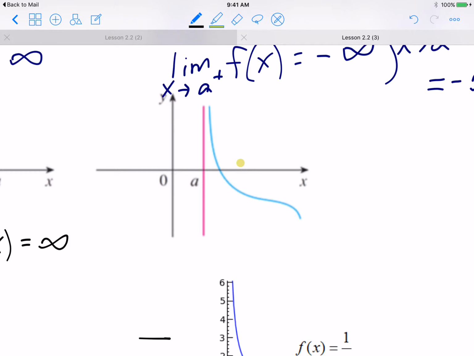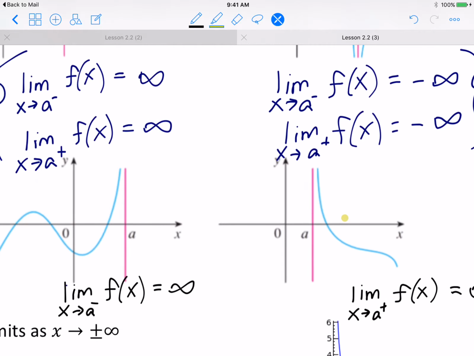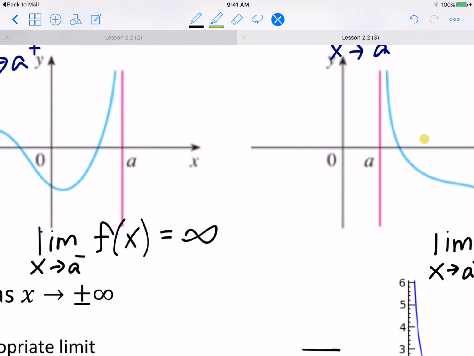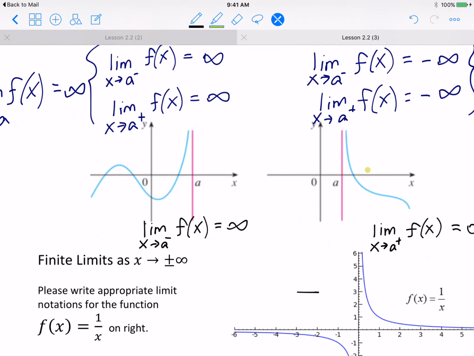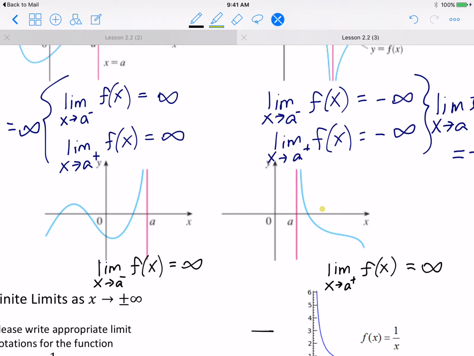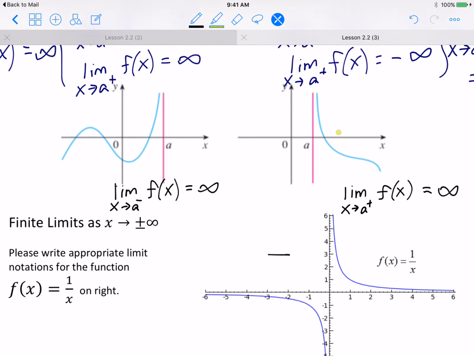And for this one, we could say that the limit of the function f of x, but this time x is approaching a from the right side, and because your graph is increasing as you get closer and closer to a from the right side, we could say that the limit is positive infinity. Infinity is an abstract concept, it's not a number value, but you're just describing the pattern of each function with these notations.